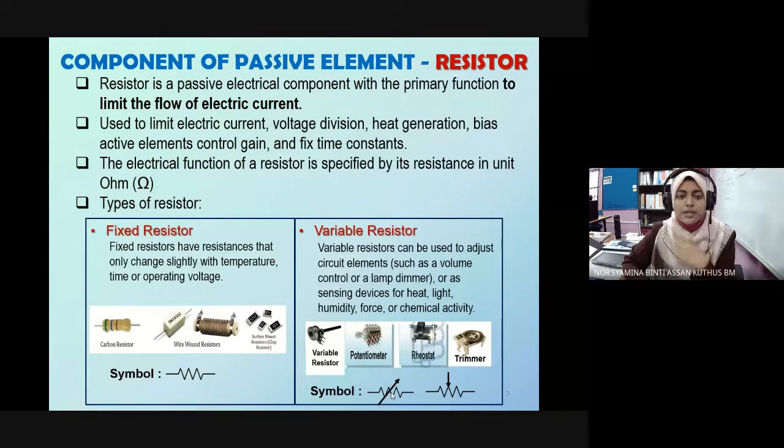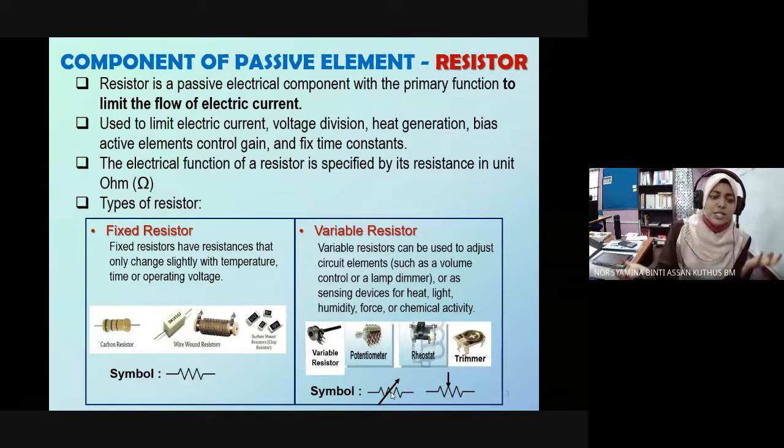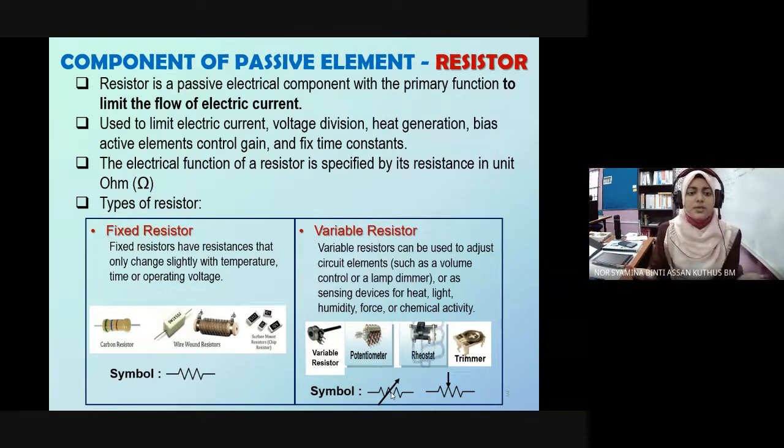Just to tell you, there are types of resistor, fixed resistor dengan variable resistor. Kedua-duanya ada dia punya function yang tersendiri. So fixed resistor will have resistance that will only change slightly dengan temperature, time or the operating voltage. But variable resistor, it can be used to adjust the circuit elements lah. Maksudnya dia boleh control the volume, dia boleh control dia punya light, any sensor device. Variable resistor can be used for any sensor devices lah.